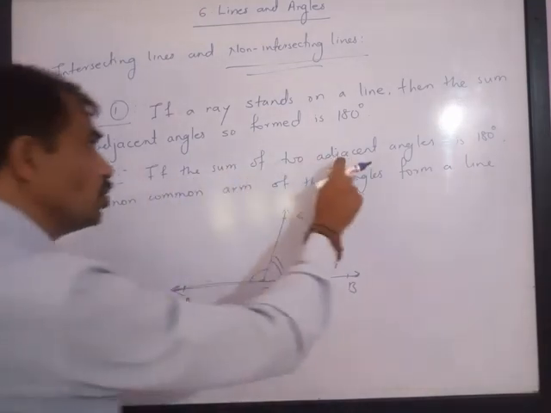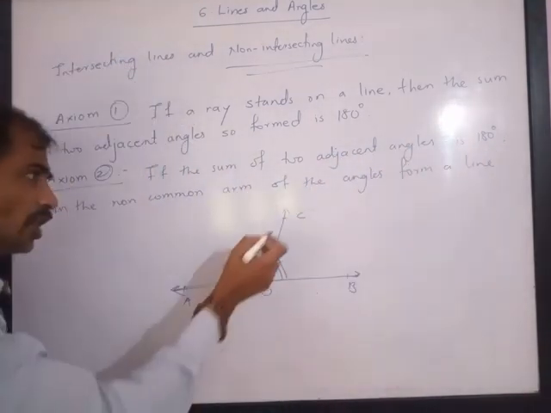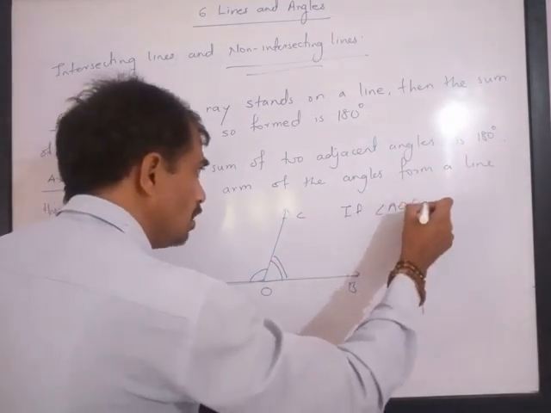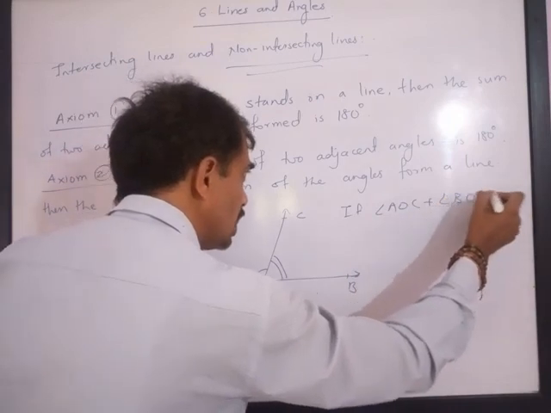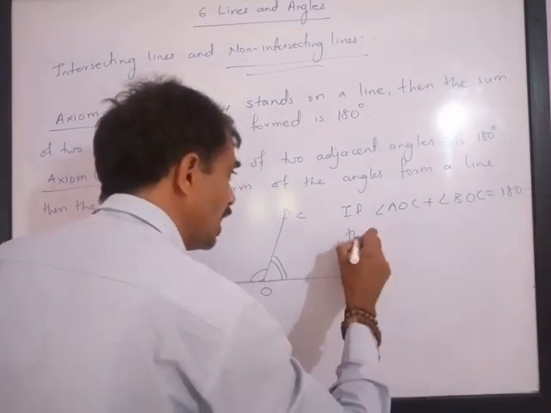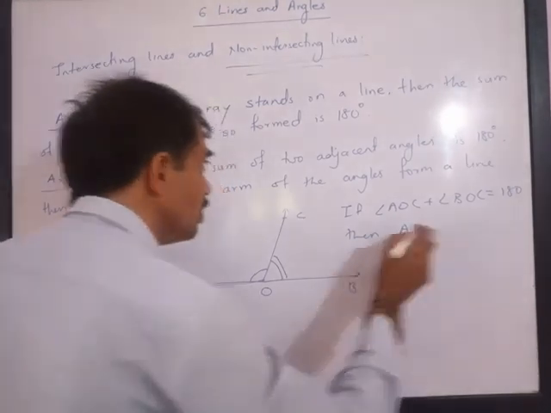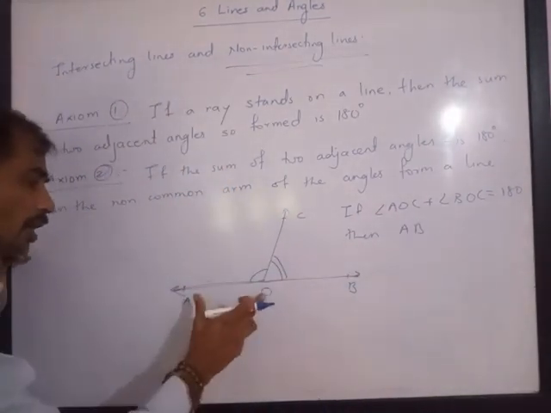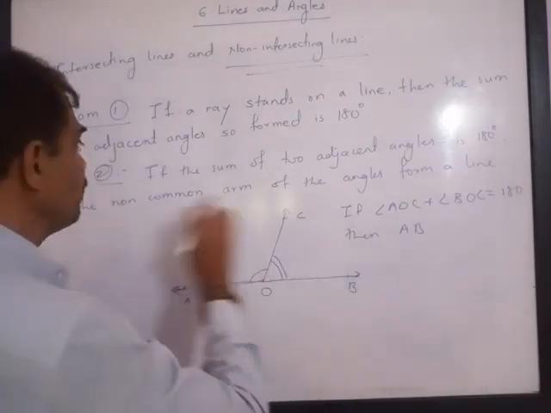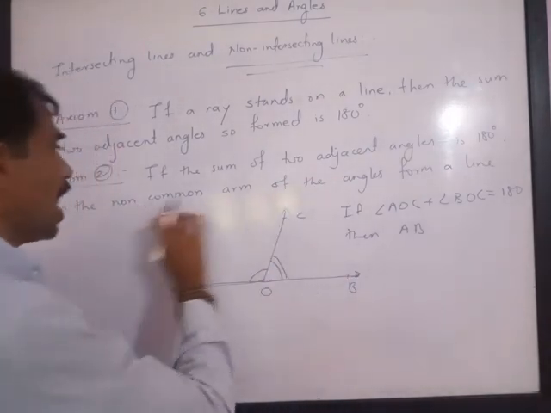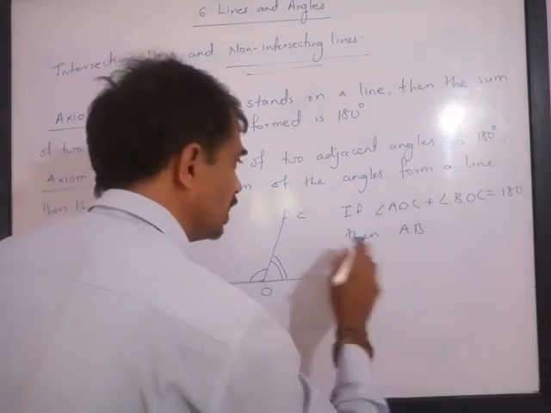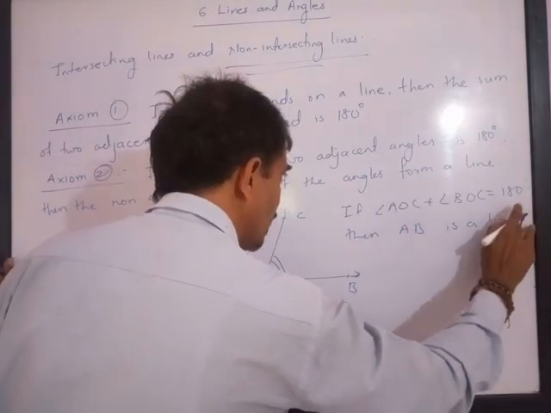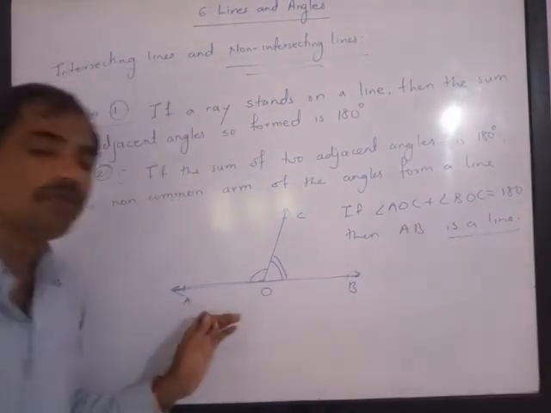If the sum of two adjacent angles is 180 degrees, that is, angle AOC plus angle BOC is equal to 180 degrees, then the non-common arms, that is OA and OB, of the angles form a line. Then AB is a line. Then AB forms a line.